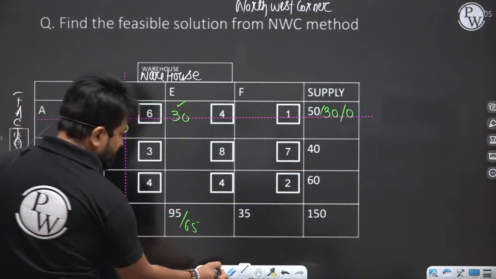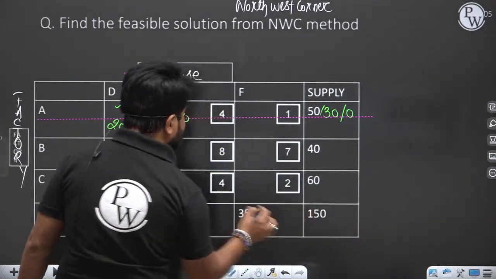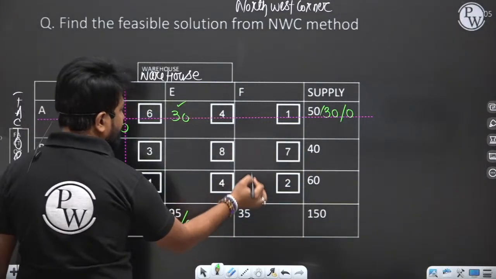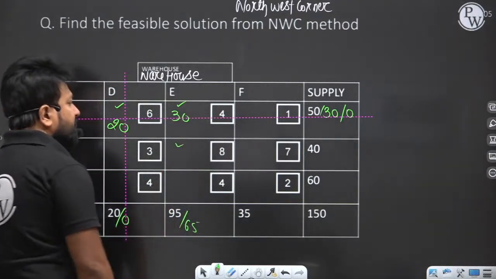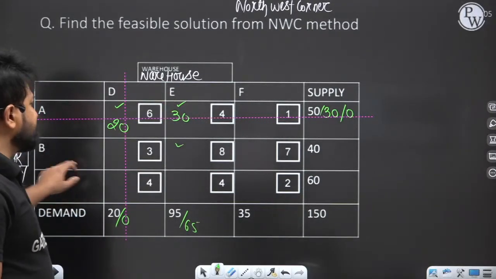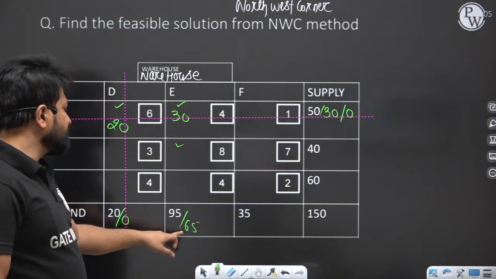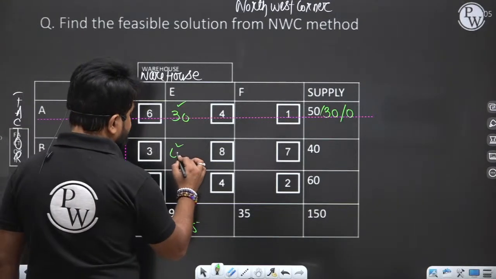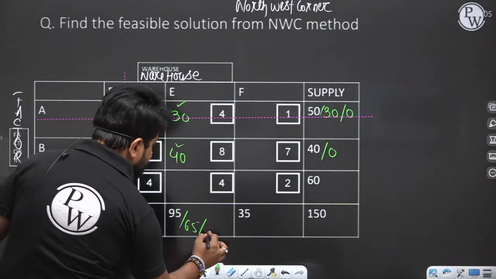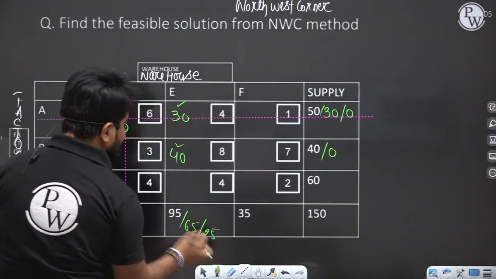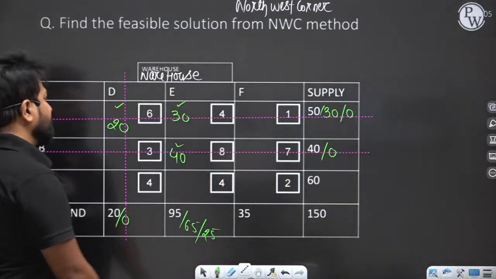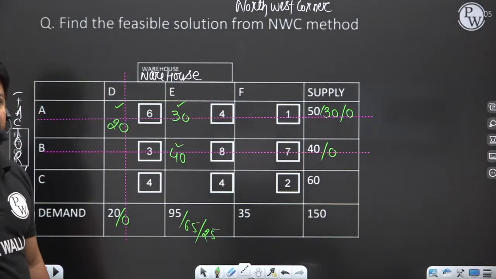Now again select the northwest box from the unallocated cell. So this one will be the unallocated cell. It means B is going to supply to E. B can supply 40, E can store 65. So here we are going to supply 40. So here supply is finished and here there is still demand. So we are going to cancel this row because supply of B is finished.